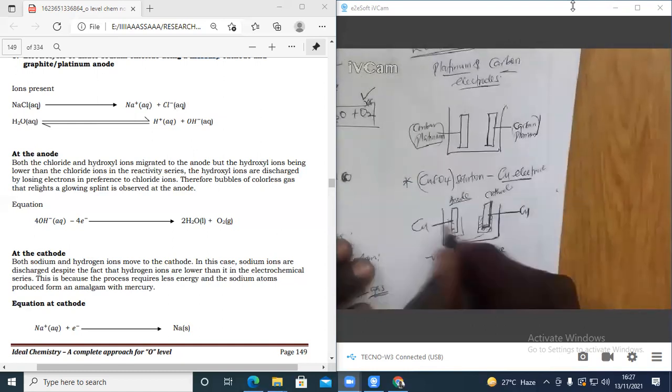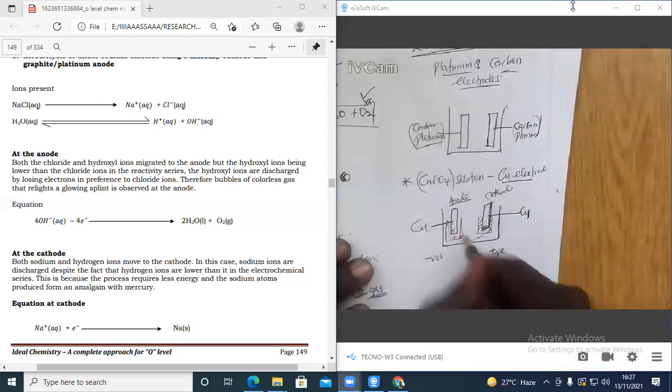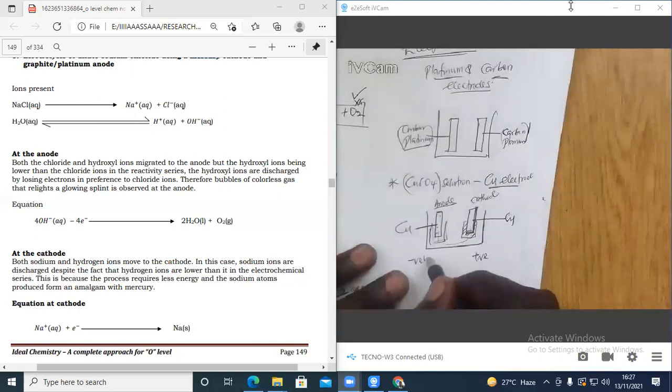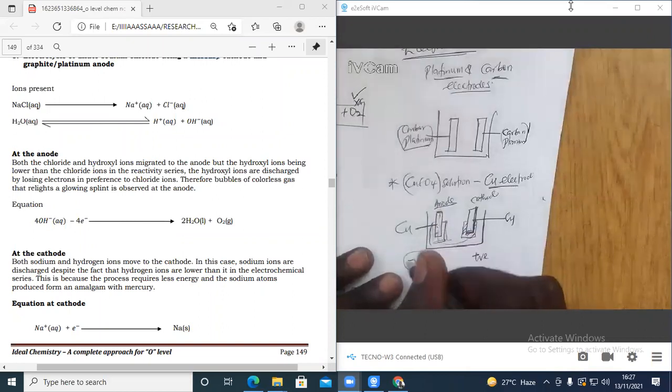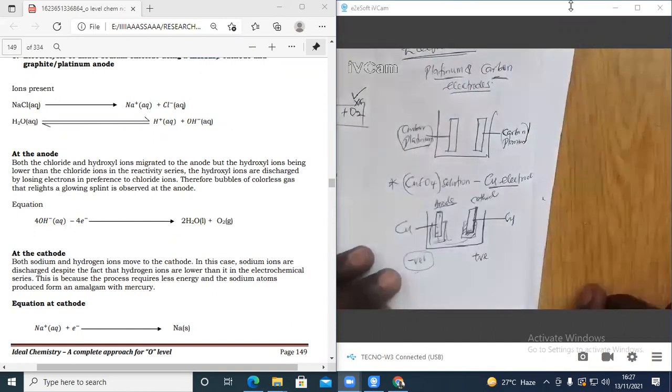Also here at copper, the same thing happens. Instead of this attracting the negative ions, since the process requires less energy for this electrode to disappear in solution, it will leave all the others and disappear in solution and go and attach itself to the cathode.